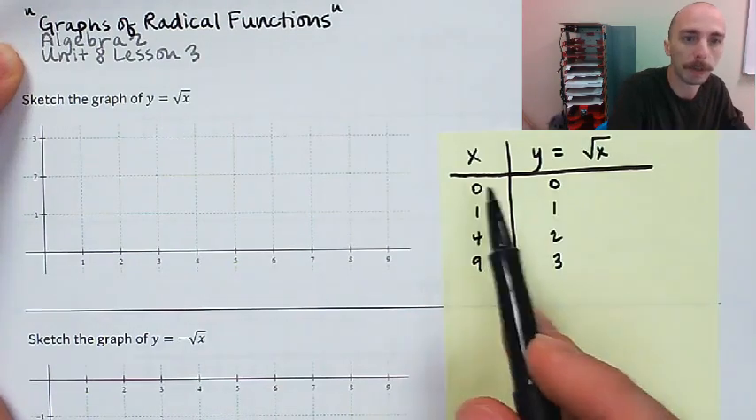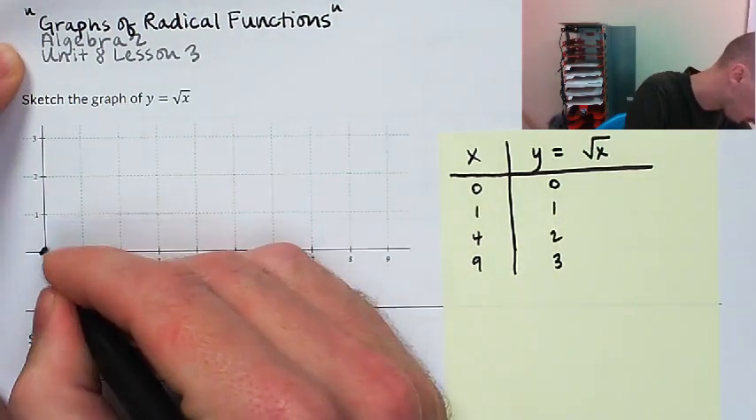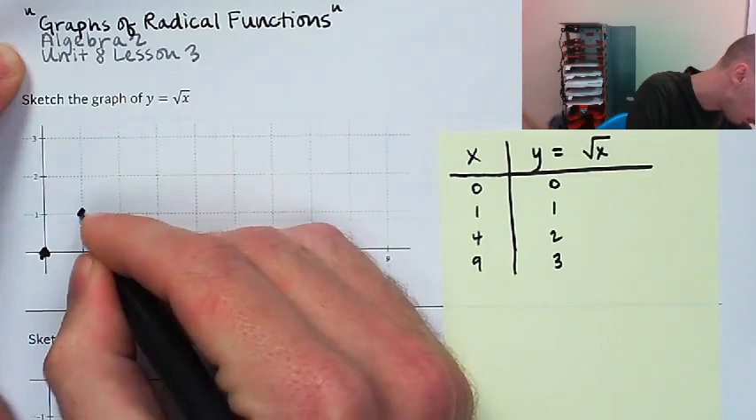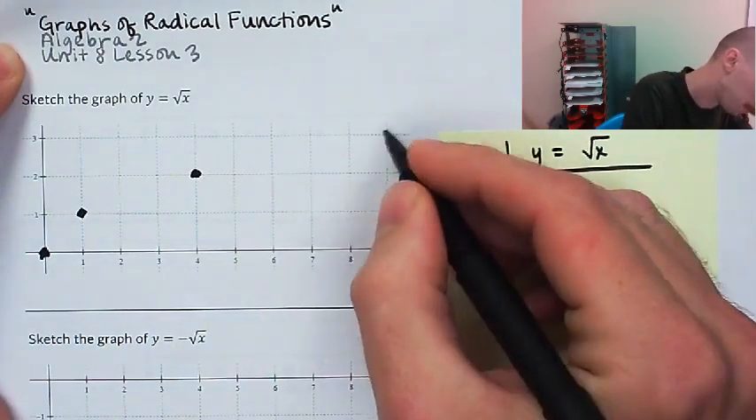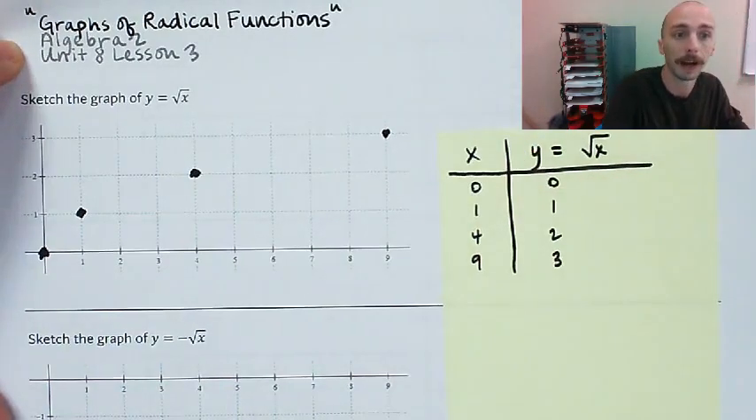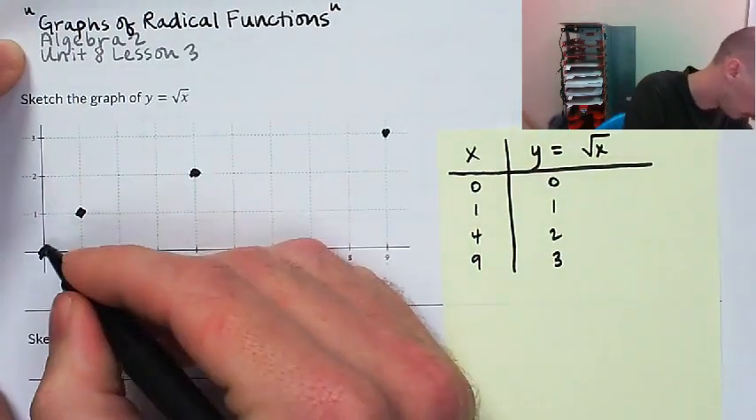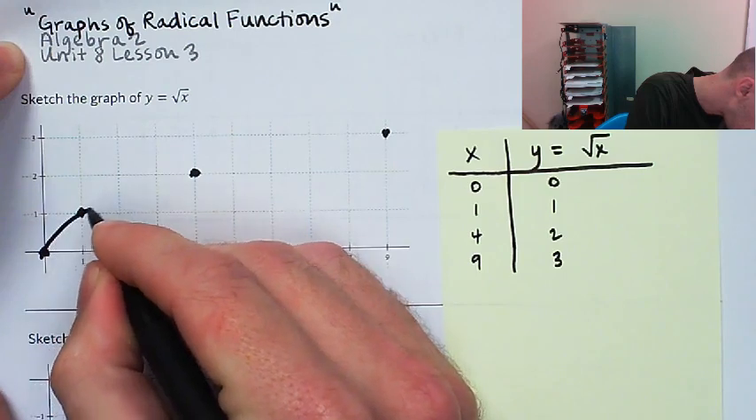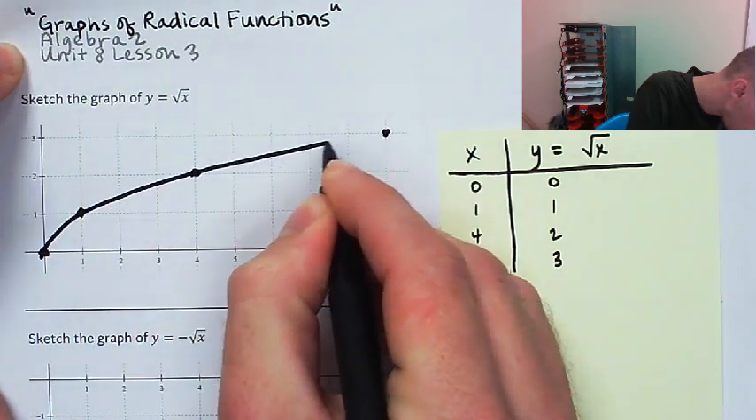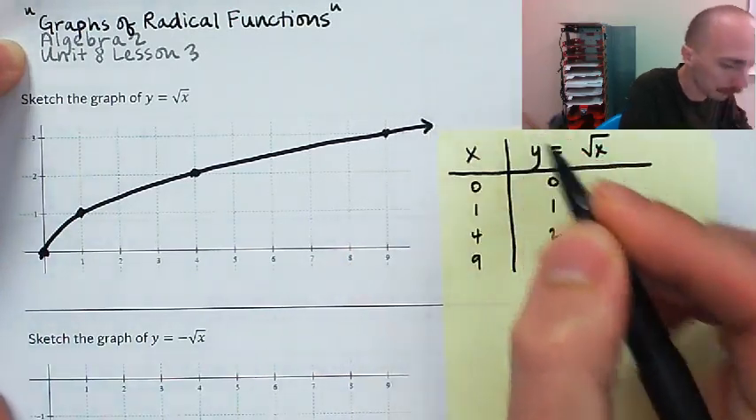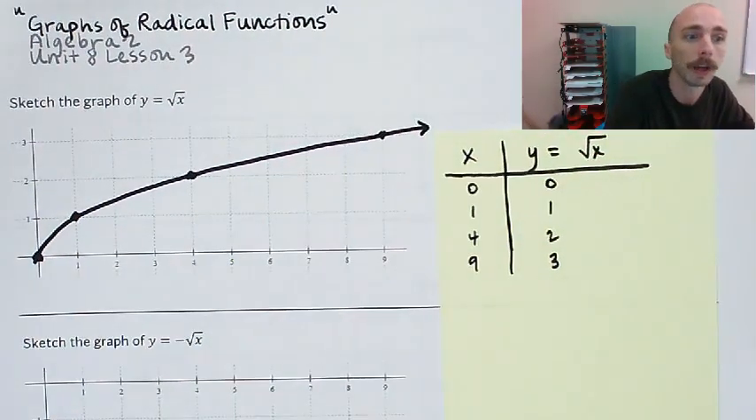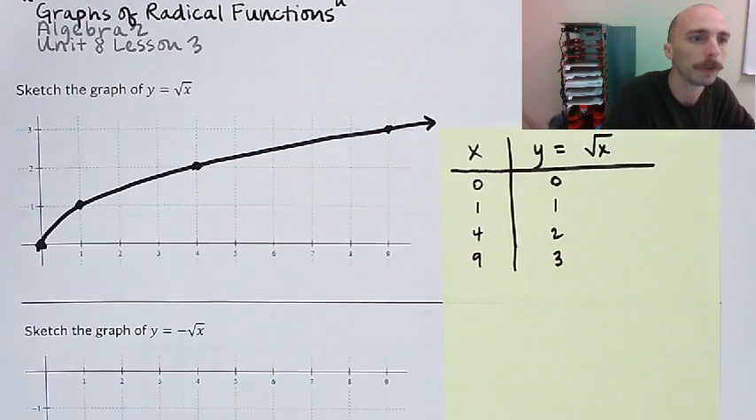So I'm going to plot the points (0, 0), (1, 1), (4, 2), and (9, 3). And then I'm going to connect the dots. So this strategy of make a table, plot points, connect the dots, this is still valid. This is something we will use more in this class, when we're first learning about a new function type.